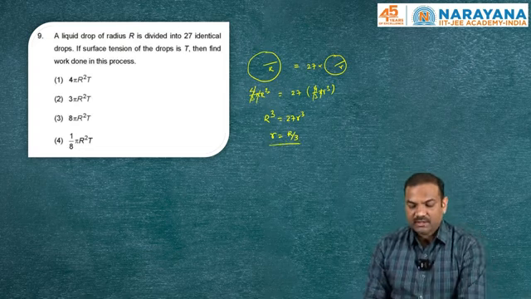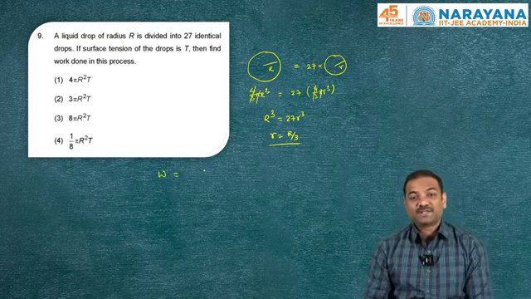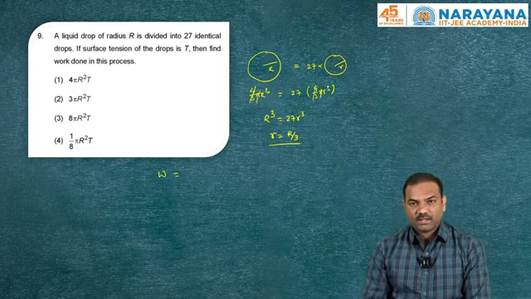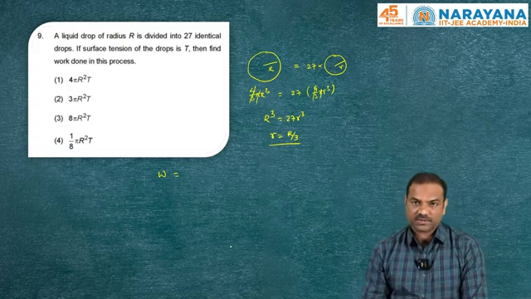Then we need to identify the work done. For work done, we need to check what is the change in surface area. For that, the initial surface area will be 4 pi R square. The final will be 27 times of 4 pi r square. That means area is increasing.